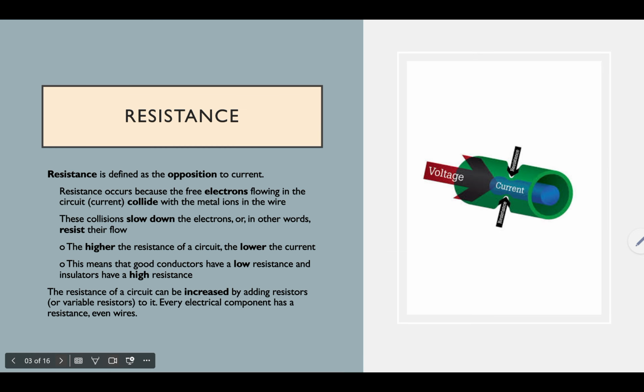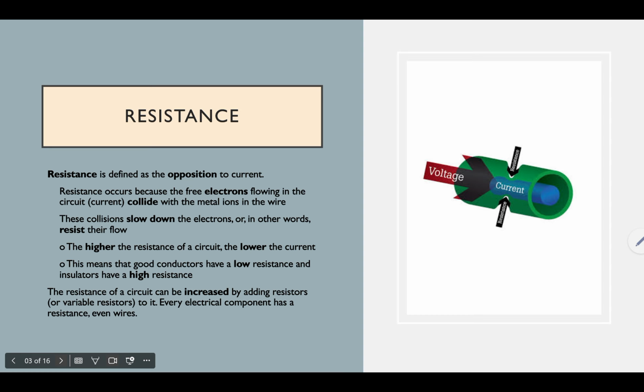What is resistance? Resistance is nothing but the opposition of current, trying to slow it down. So resistance occurs because the free electrons flowing in the circuit, which are current, collide with the metal ions in the wire. These collisions slow down the electrons and resist their flow. The higher the resistance of a circuit, the lower the current. This means that good conductors have low resistance and good insulators have high resistance.